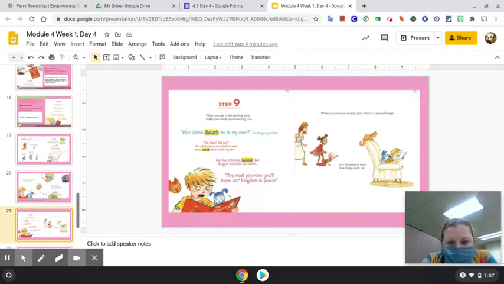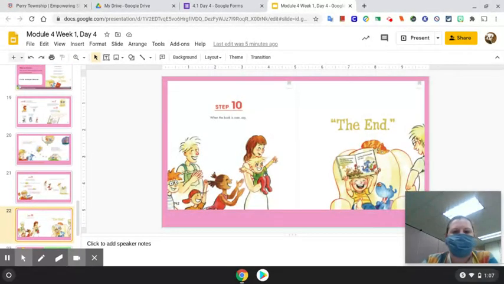What would they do? But the princess tackled that dragon and held him down. You must promise you'll leave our kingdom in peace. When you and your buddy can't stand it a second longer, turn the page to read how things worked out. It's so exciting when you're reading a book and you turn the page to find out what happens next.